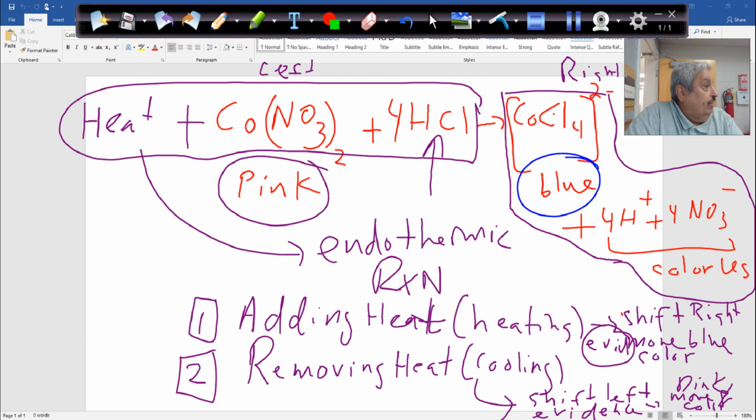Removing HCl. If I decide to remove HCl, where will the shift be? To the left, correct. Adding cobalt nitrate will be to the right. Removing cobalt nitrate, to the left. You get the idea? So that's one topic here. Okay.